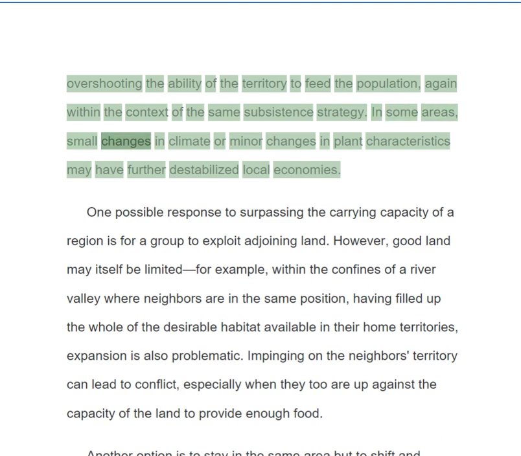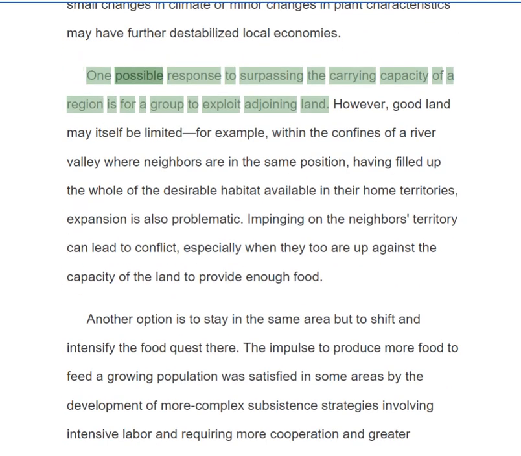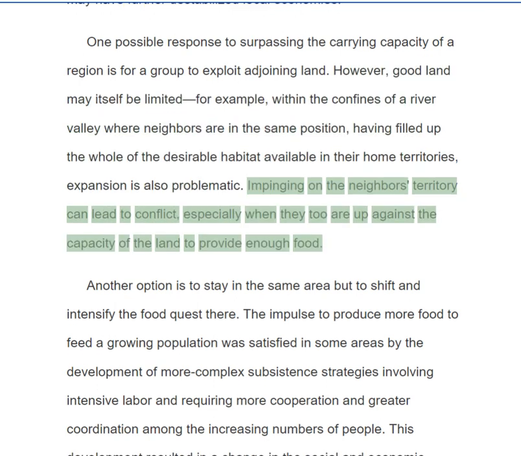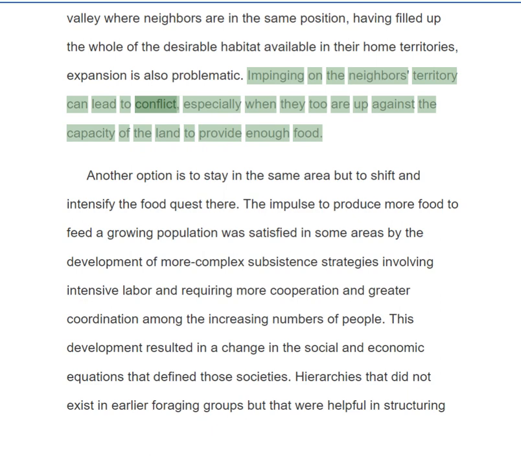In some areas, small changes in climate or minor changes in plant characteristics may have further destabilized local economies. One possible response to surpassing the carrying capacity of a region is for a group to exploit adjoining land. However, good land may itself be limited, for example, within the confines of a river valley where neighbors are in the same position, having filled up the whole of the desirable habitat available in their home territories. Expansion is also problematic. Impinging on the neighbor's territory can lead to conflict, especially when they too are up against the capacity of the land to provide enough food.